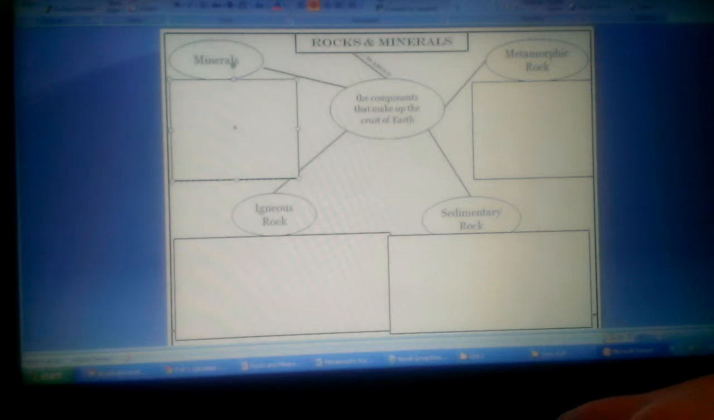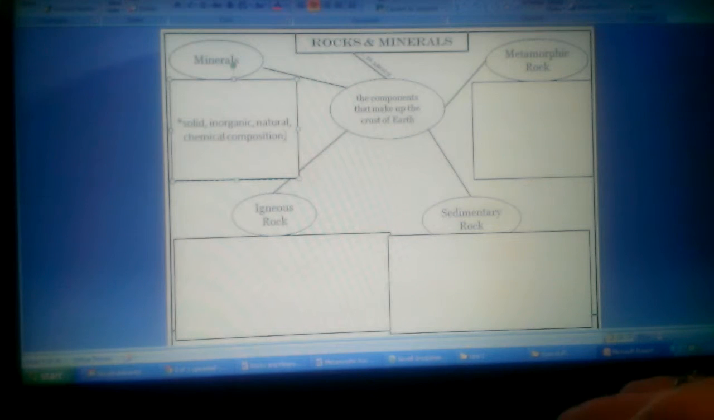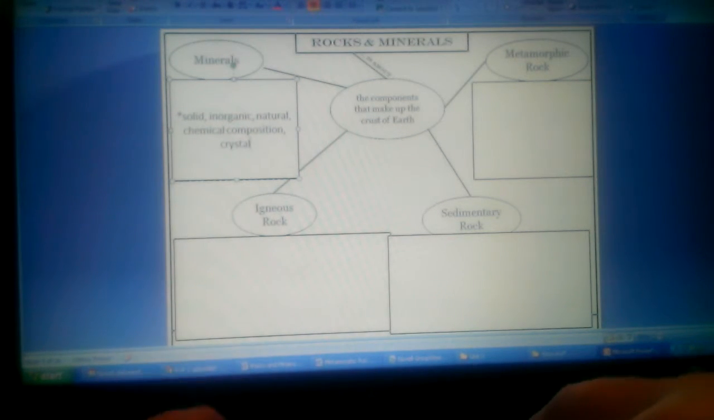So one thing we're going to look for would be the different characteristics of a mineral. It has to be solid, inorganic, meaning it can't have ever contained living material. It has to occur naturally, so we can't make it ourselves. It has to have a chemical composition, meaning it's made up of atoms. And then it also is going to have a crystal structure. So that means it has that repeating pattern we talked about when we were talking about crystal with our vocabulary.